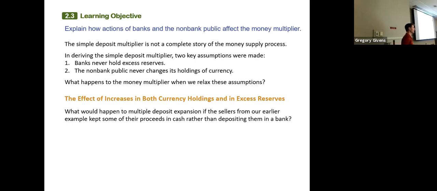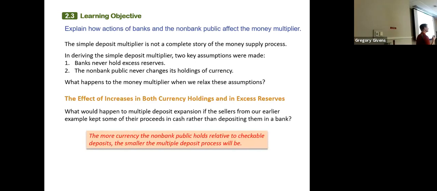Probably go down, right? And the reason is because funds that are held in the form of currency are not subject to multiple deposit creation, right? Banks can't loan out money that they don't actually receive. The more of our money that we elect to hold in the form of currency, the less banks have available to loan out to a second or a third investor, etc.